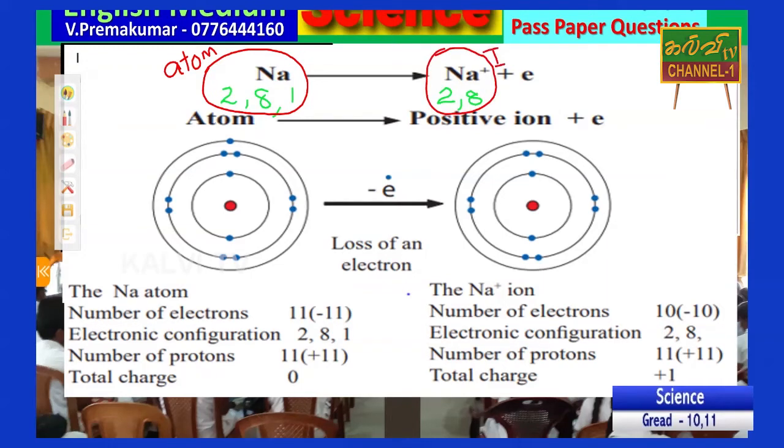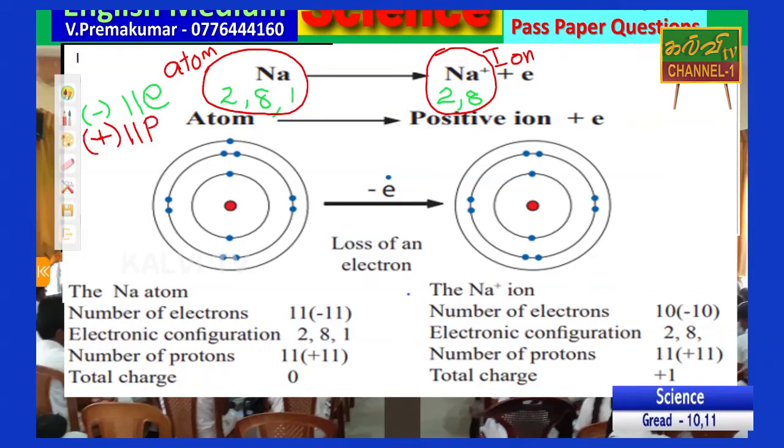This is sodium ion. We can find out the differences between them. The electron configuration is also different. Here they mention 11 electrons, 11 electrons. Those are negative charges. We already studied that negative and positive charges are equal in atoms. So there are 11 protons available.